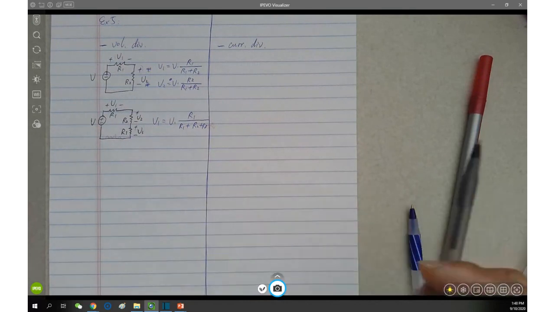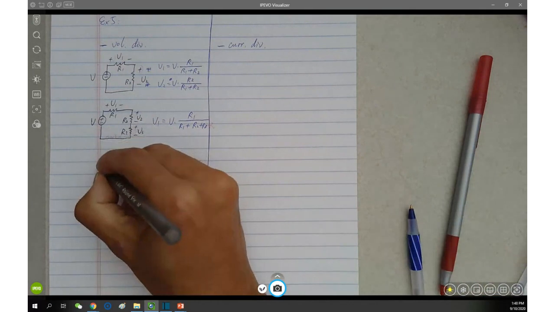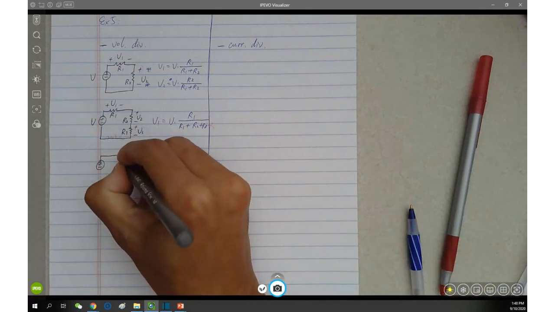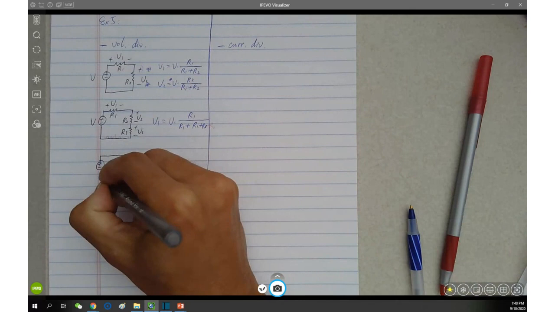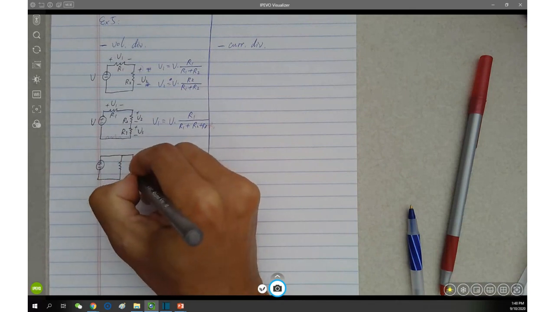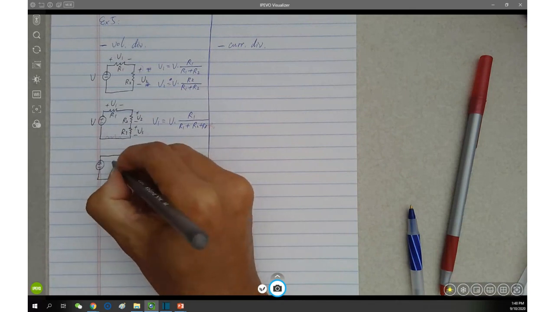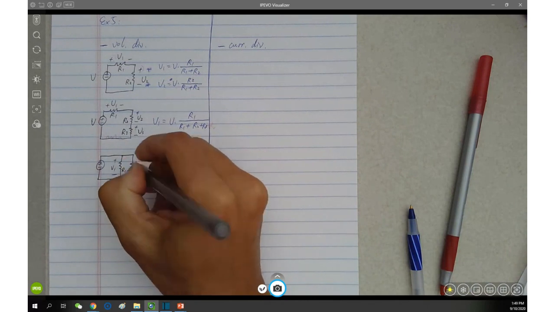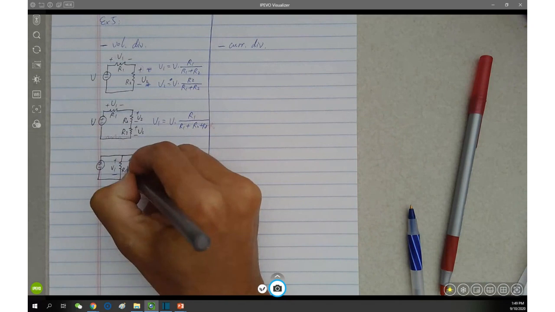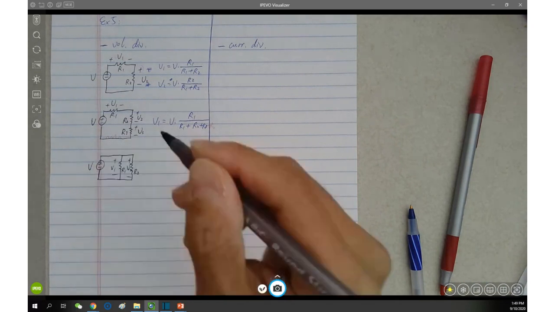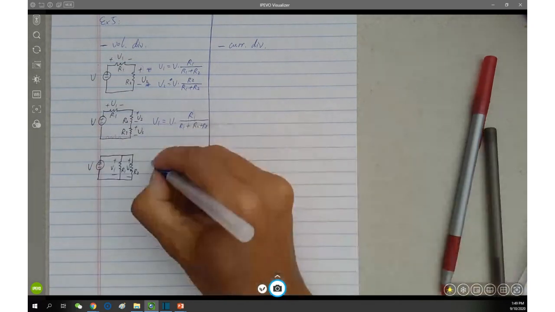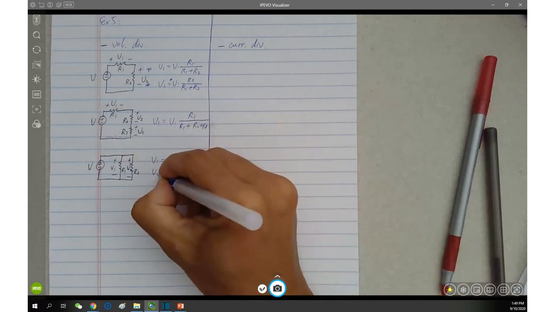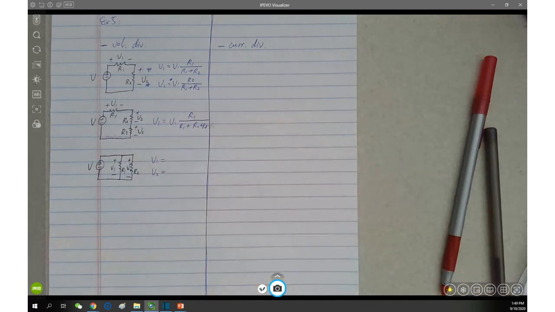Now, how about this case? Now V1 equals what? V2 equals what? Another minute to write this down.